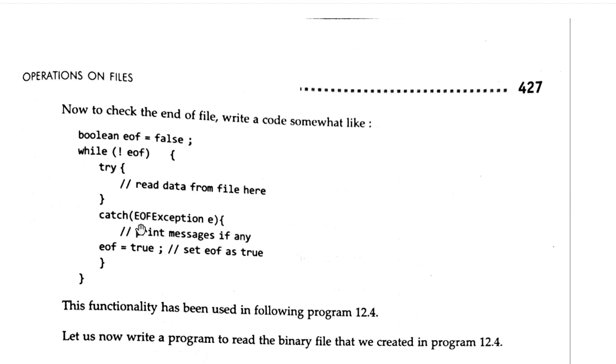So in catch, what type of exception will we handle? EOFException. So you create one object of EOFException e, and then you assign true to this EOF variable. That means next time when the loop goes to execute, it will check the value of EOF. Not EOF means now it is true, not true means false. The loop will terminate. So when control reaches the end of the file, because of the EOFException, the loop will terminate.